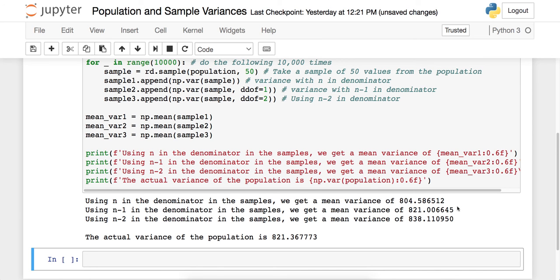It's just right. Hopefully this makes it a little bit clearer as to why dividing by n minus 1 when calculating sample variance is a closer approximation to the actual population variance than, let's say, dividing by n or even n minus 2. So, all right, that about does it for this video. Thanks for watching. I'll see you next time.